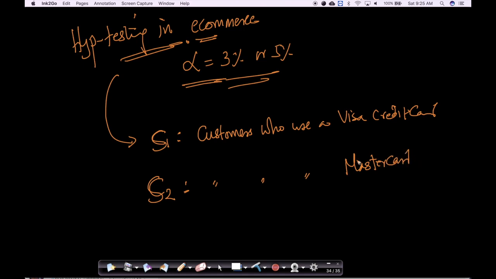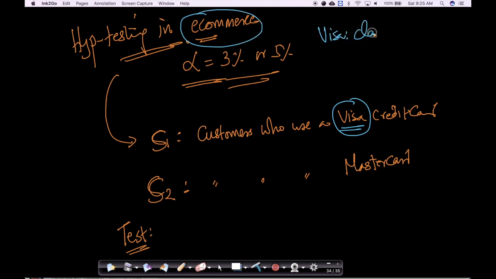Now an interesting test that you can do: suppose Visa comes to you and says customers who have a Visa credit card tend to spend more on e-commerce. That is their claim. Suppose you're Amazon.com. Now you want to test this because you have thousands and thousands of customers who have Visa credit cards and MasterCard cards.